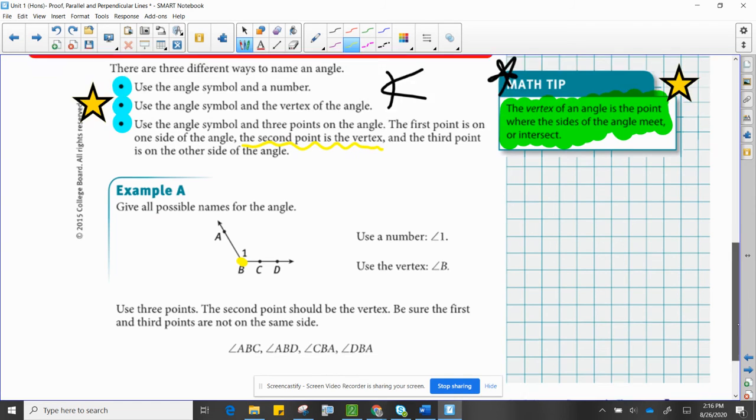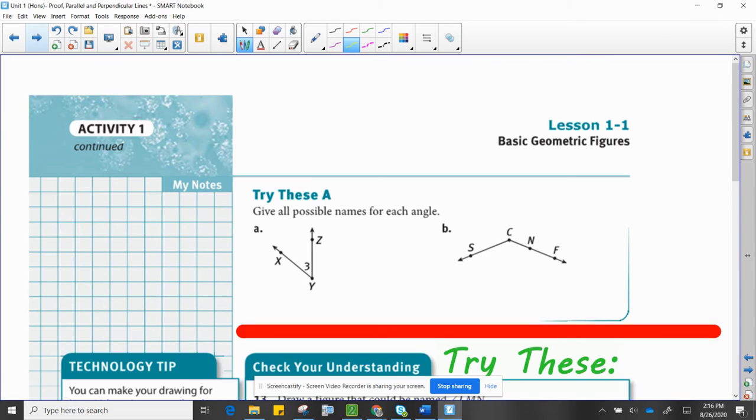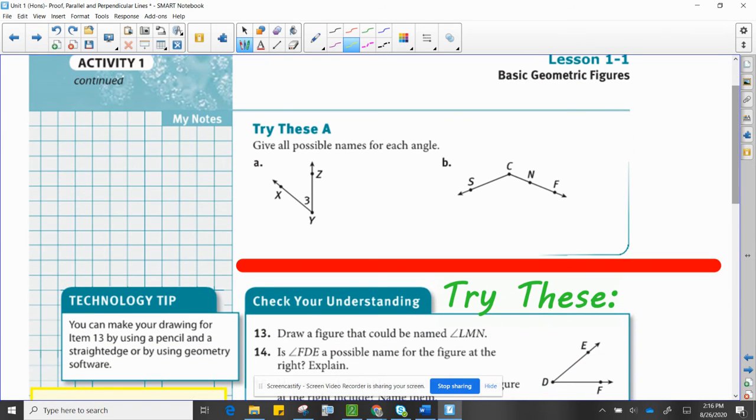Or any of those ways. Okay, so let's try a couple, and then we're going to be done with our first lesson here. So give all possible names for each angle. Now, if you want to go ahead and pause it here and try it on your own, you can, or I'm just going to go ahead and do A for you or with you guys.